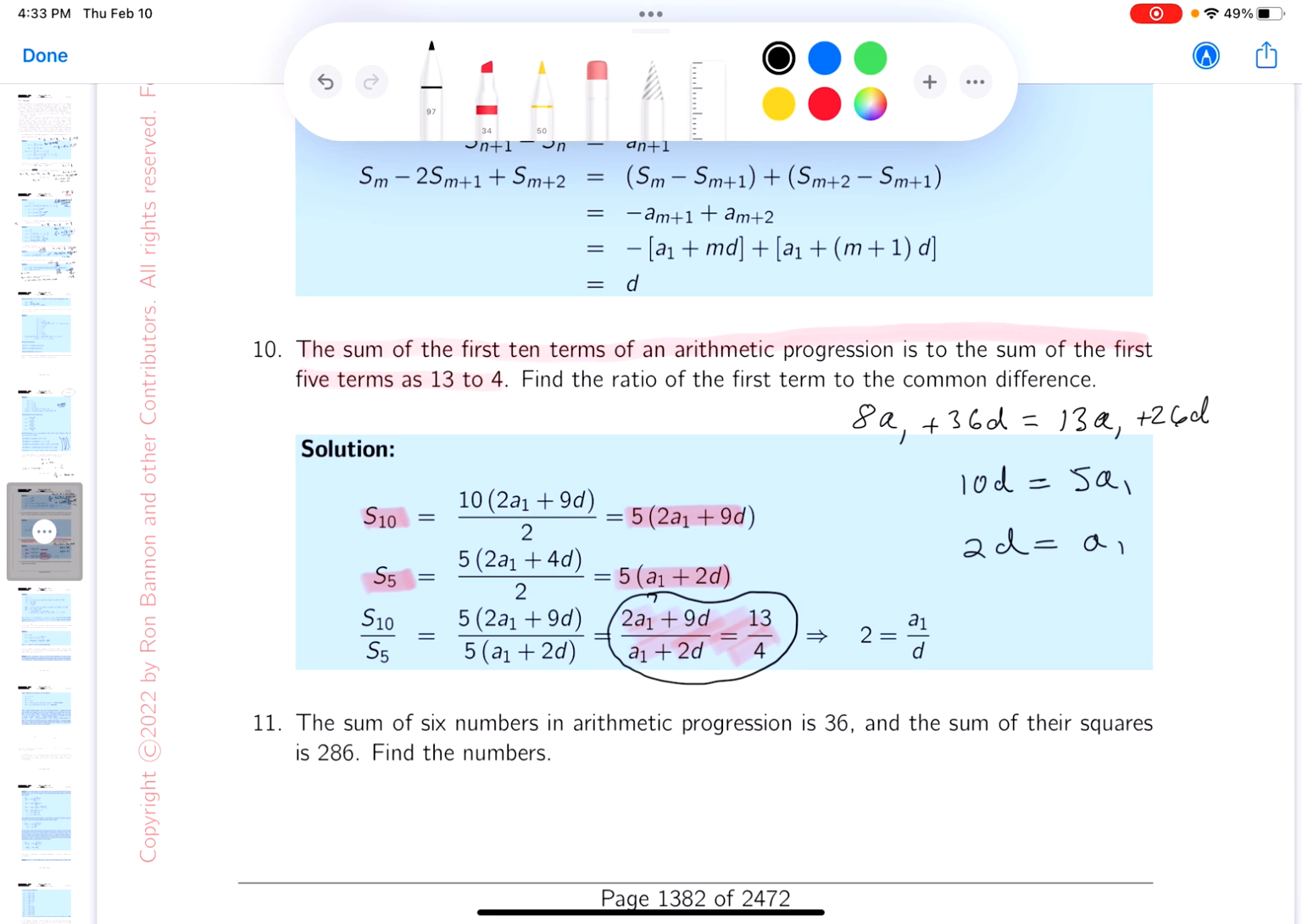And what was our question? Find the ratio of the first term to the common difference. The first term, A1, to the common difference. It's 2. We're done. Thank you.